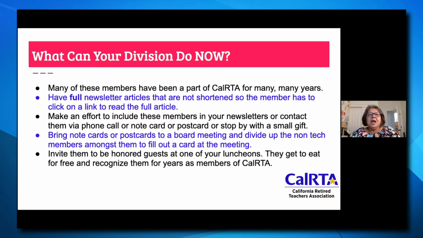I know some divisions are bringing note cards or postcards to either their luncheons or their board meetings, and they're filling them out with a personal note, and they're going to be sent to these members who do not use technology. Finally, invite them to be honored guests at one of your luncheons.